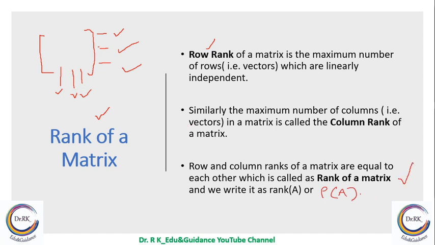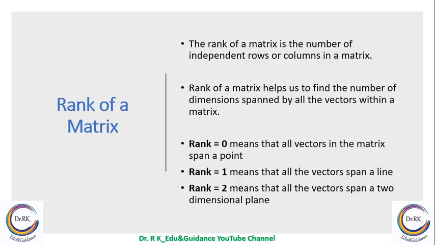We can write it as rank of A or rho of A, representing it either this way or that way. So this is the basic definition, and we'll see the various methods for how to find the rank. Now, one or two points related to the rank of a matrix. If we say the rank of a matrix equals 2 or equals 3, what does it mean? It indicates the number of independent rows or columns in a matrix.